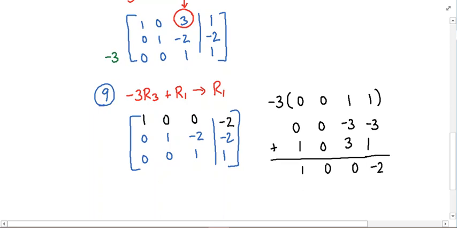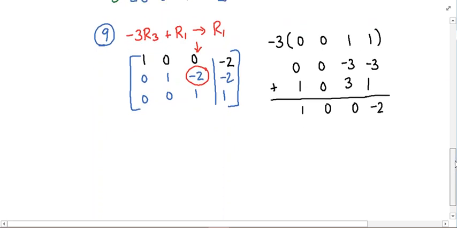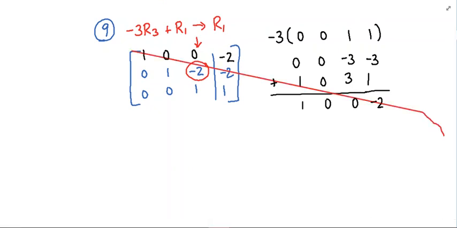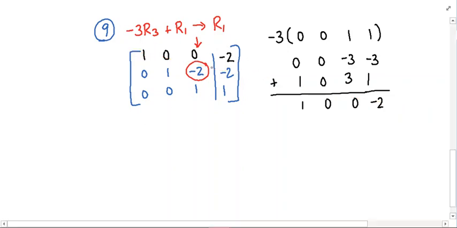All right, we have one more element to change. Lastly, in the third column, we need to change this -2 to a 0. Again, third row operation is going to be the way to go. So we're going to get rid of that line. What we're going to have to do is zero this out. Use the third row operation.